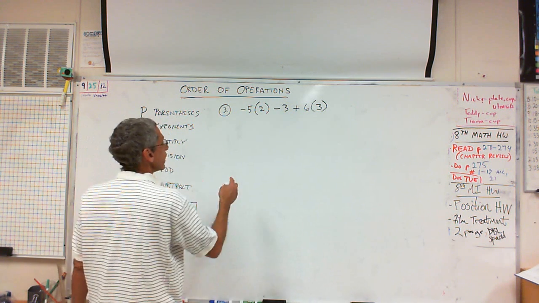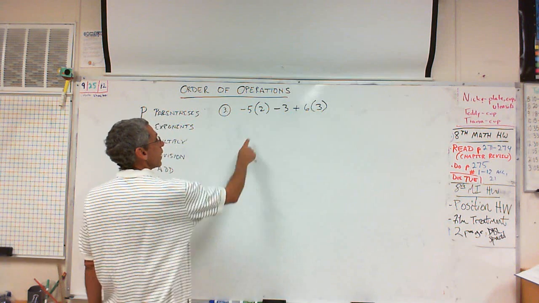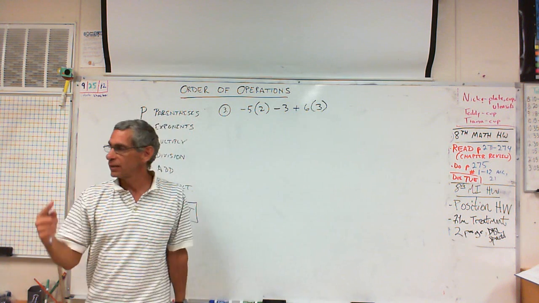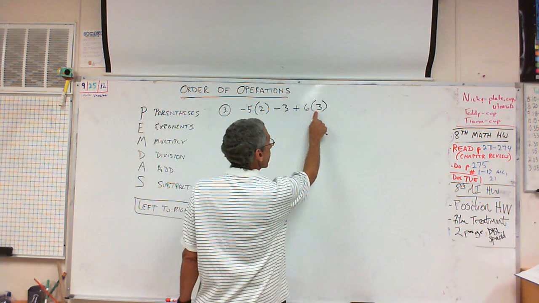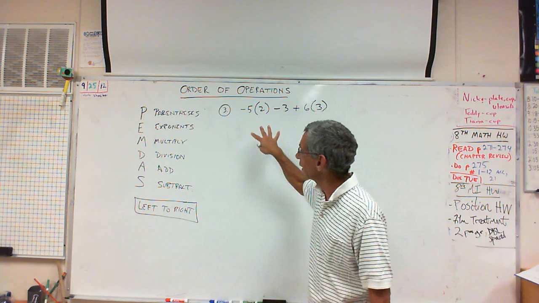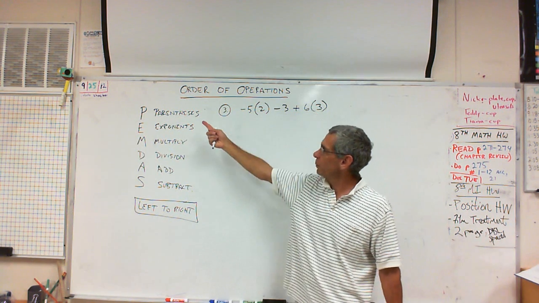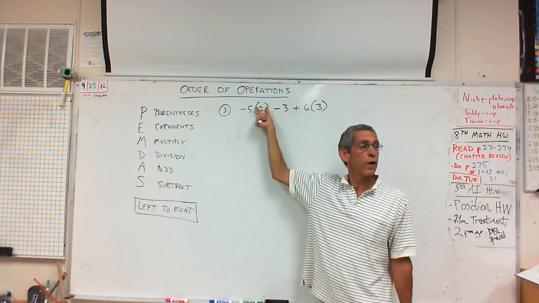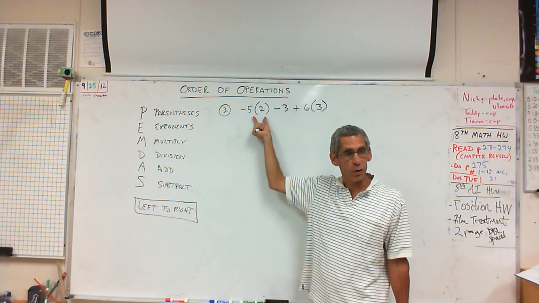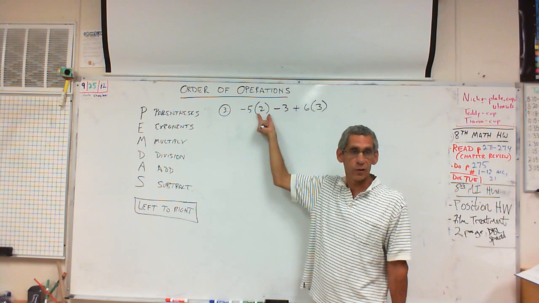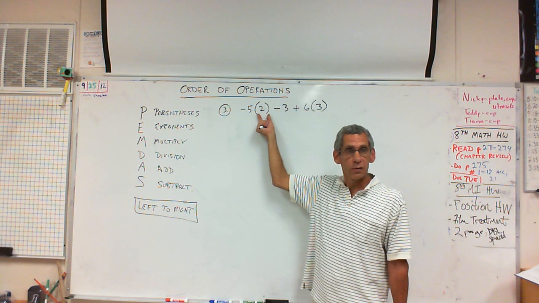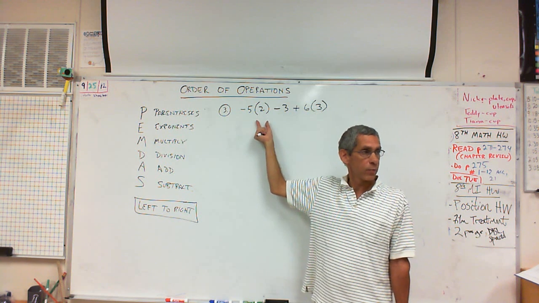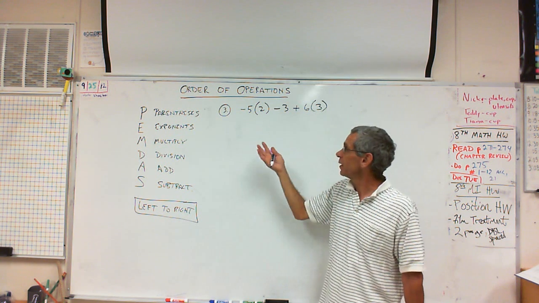So, my first thing, are there any parentheses? Yes, but I can't simplify what's inside that. That's just 2, and that's going to stay 2, right? I can't simplify the 3. So I've done what I can do with the parentheses, because what the P stands for is do what's inside the parentheses. If it was 2 squared, then I would do 2 squared, which is 4. If it was 2 plus 2 inside the parentheses, I'd do 2 plus 2, which is 4, right? But if there's just one number inside the parentheses, I can't do anything with it. I'm done.